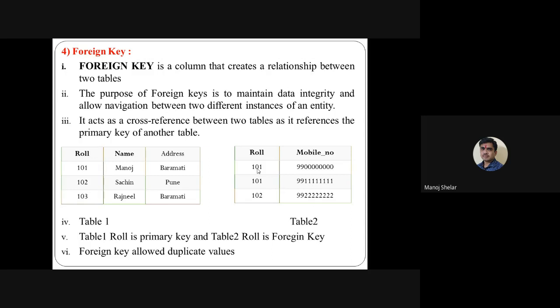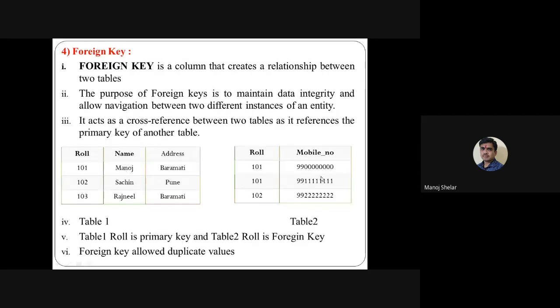Then after one hour, roll number 101 needs one more book, suppose computer networks. So 101 takes a book from the library for exam purposes, and here there are three entries for 101. But in the first table, the main student table, roll number is the primary key. So 101 is, suppose, Manoj, and Manoj takes three books.